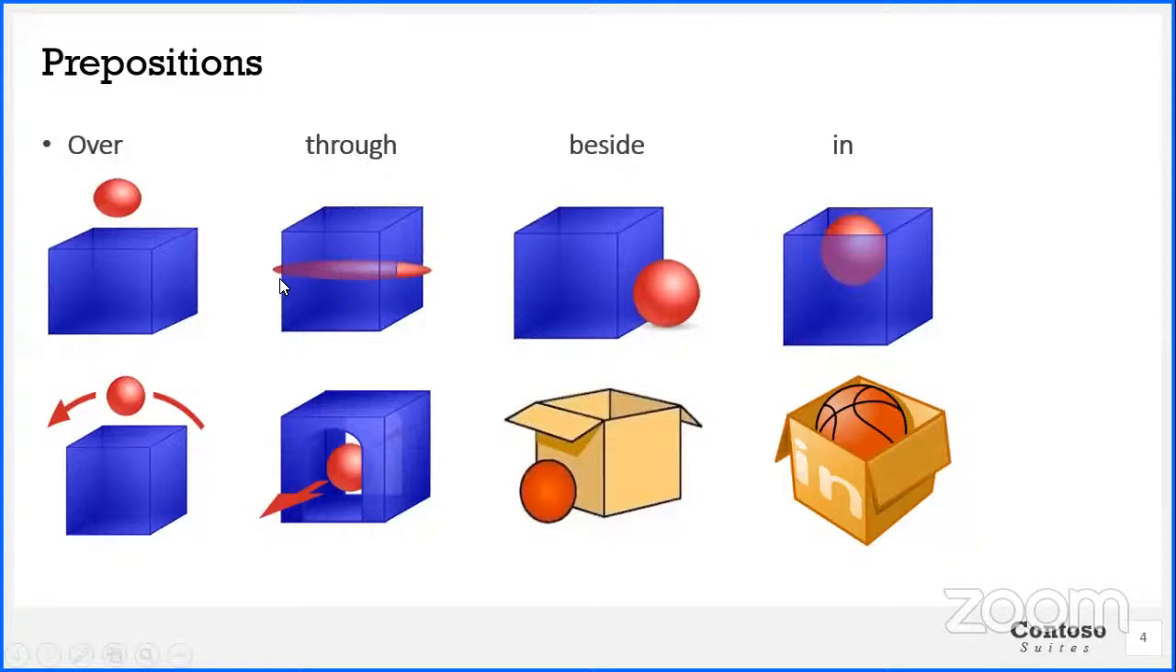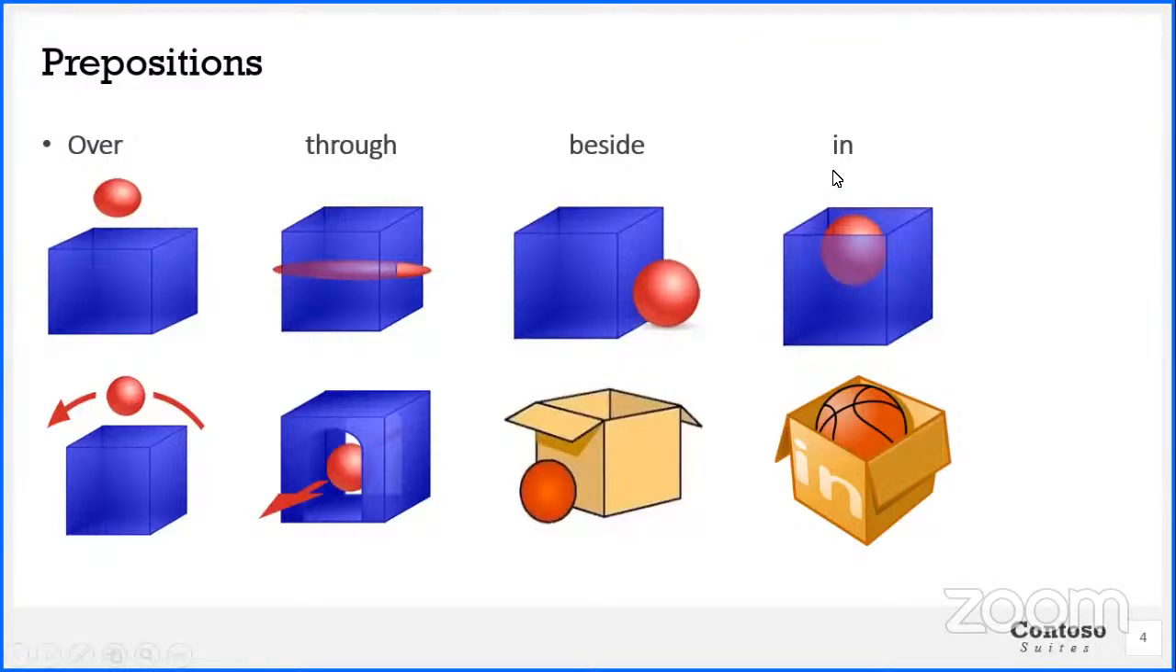And next one, through. You look at these pictures, right? It clearly emphasizes the meaning. And through, the ball is going through this box. Next one, beside, right? So you can see the ball is beside this box, right? There are two pictures. So you can clearly identify the meaning of that word with these pictures. So carefully go through these pictures to get the meaning.